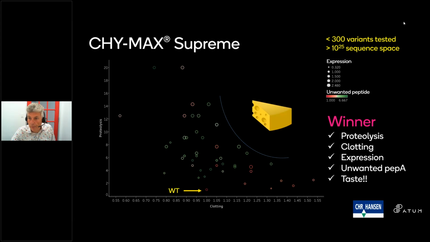So in here we looked at 300 variants. The total sequence space is 10 to the 25, and by making less than 300 variants, we were able to explore this massively large space and ended up with enzymes that Christian Hansen then physically made, and actually made cheeses off of them and tasted them, and that at the end of the day is the real assay. And today this is called Chymosin Supreme, and it's the brand coming out of Christian Hansen.